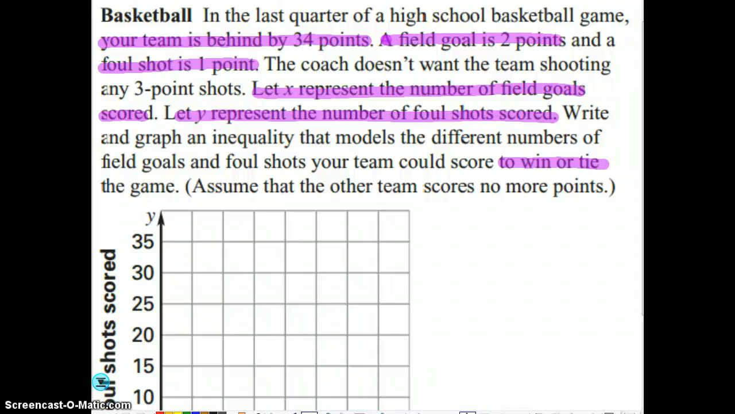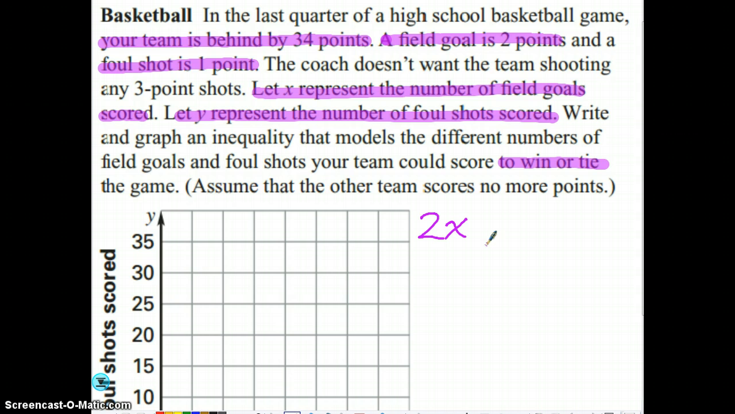How do we think we should start this whole deal here? Alright, so we have 2x. What does 2x represent? Yeah, points we're scoring with the field goals. Right. So 2 is the points per field goal. Alright? And the x is how many field goals. When we multiply those, it tells us the total number of points that we scored just by the field goals.